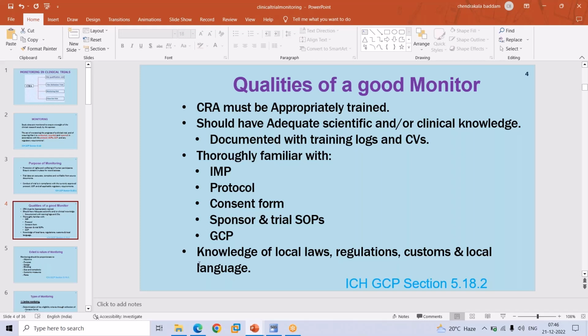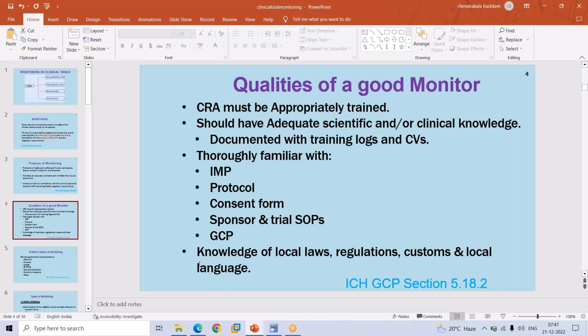So they must know the IMP and drug accountability: how much amount was received, how much was used, how much was returned. Drug accountability, drug storage conditions, temperature conditions. They must be aware of product dispensing. They must even be aware of the SOPs for the product, maintenance of the product, standard operating procedures for IP.